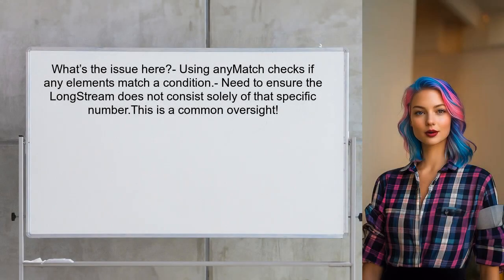So, what's the issue here? The user is using the AnyMatch method, which checks if any elements match a given condition. However, they need to ensure that the long stream does not consist solely of that specific number. This is a common oversight, and we can definitely fix it.